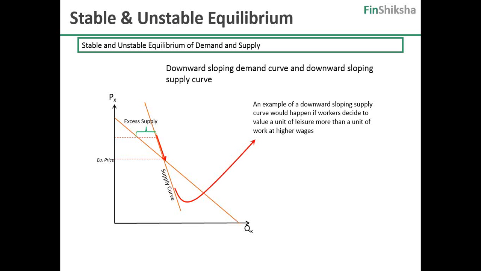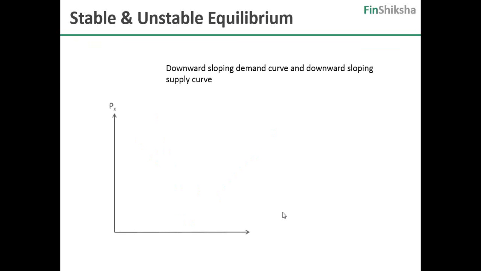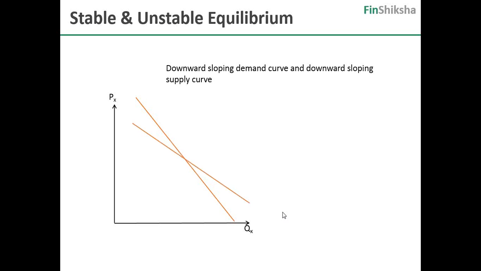Now let's change the scenario a little bit and say the supply curve is actually intercepting the demand curve from below. Here we were saying that the supply curve intercepted the demand curve from above. Short-term bumps in price will get corrected. Let's change that a little bit. Let's assume this is my demand curve and now the supply curve intercepts the demand curve from below, which causes an interesting scenario. Okay, so that's my supply curve.